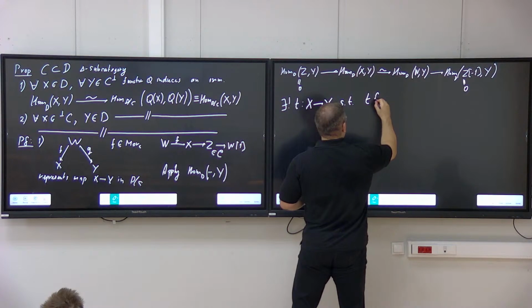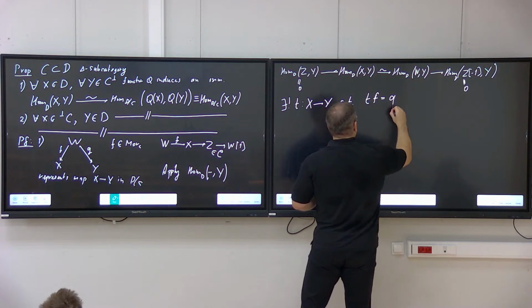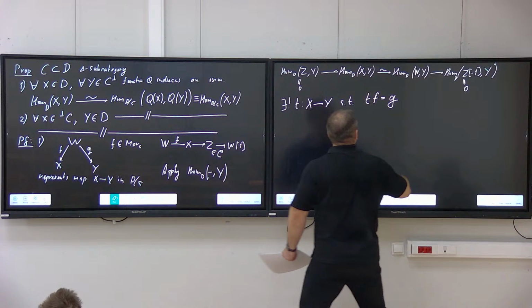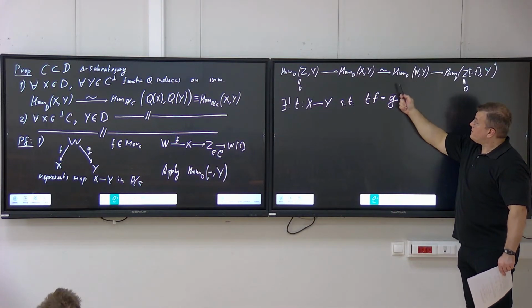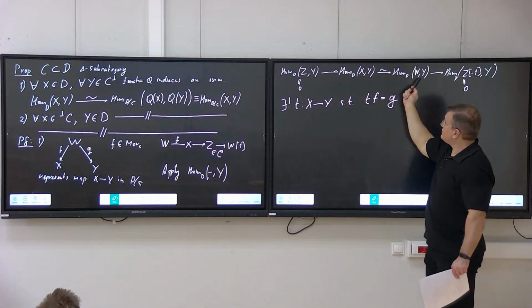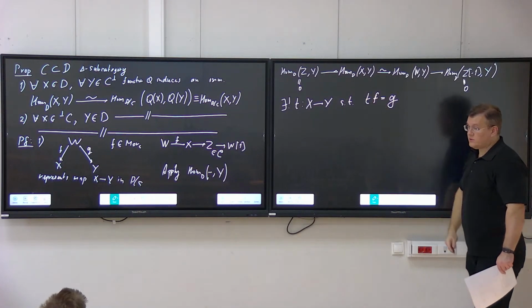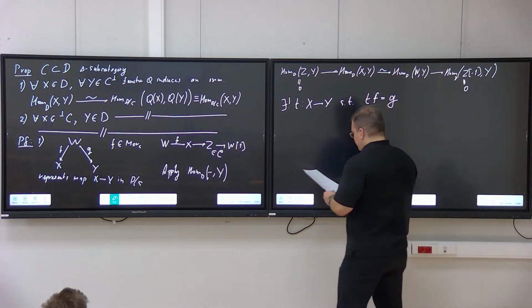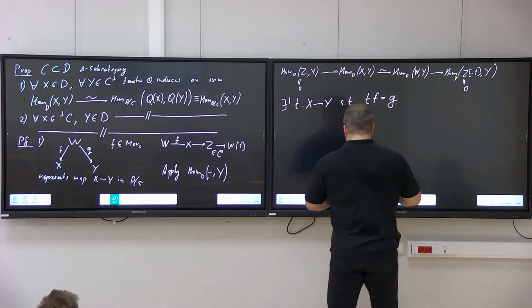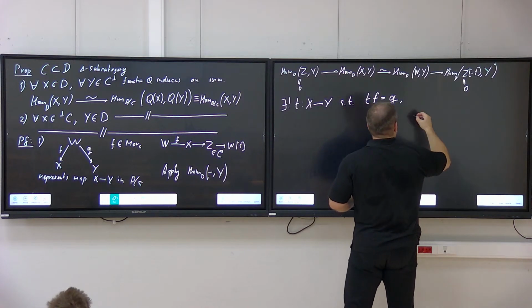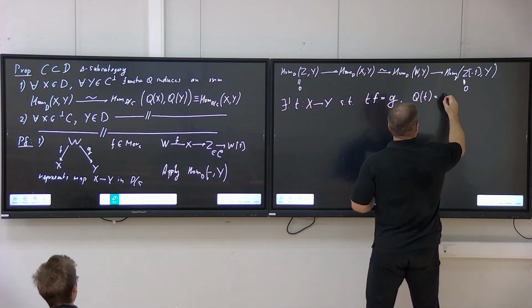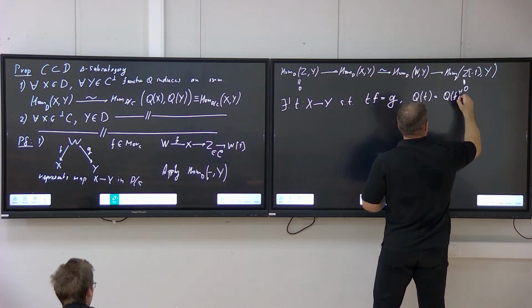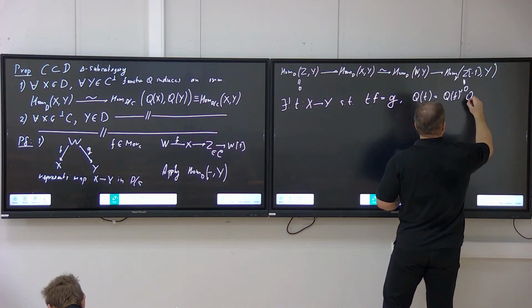T composition with F is equal to G. So G is some map from W to Y. So this map is induced by the precomposition with F. Since it's an isomorphism, there is only one such T that this formula holds. So then if I have this formula, I can, for example, write that Q of T is equal to Q applied to F inverse, Q of G.